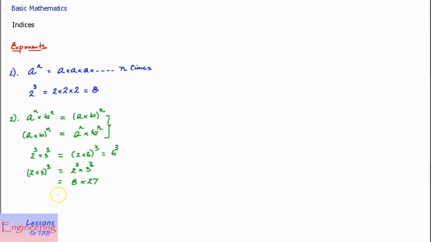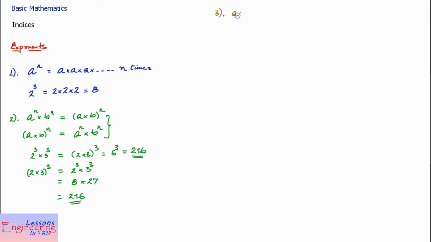So in both cases the solution will be the same, which is 216. We'll continue with another rule in indices.